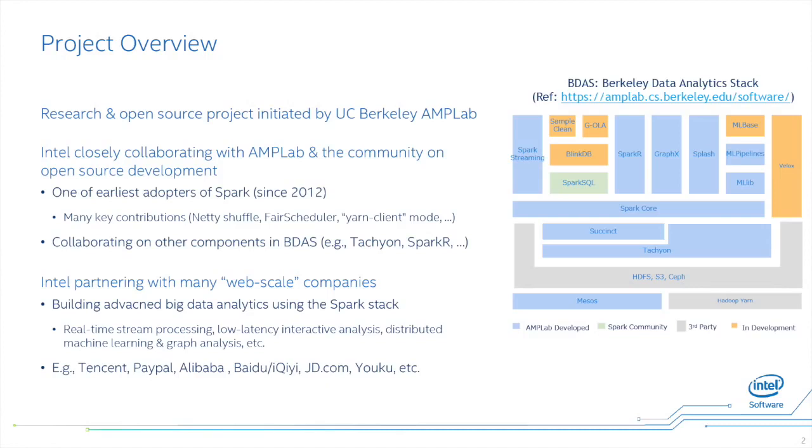In addition to that, we have also been working with AMPLab very closely on many other components in the BDAS stack, like Tachyon; we are a major contributor to those projects too. In addition, Intel has also been working with many of our customers, users and partners, mostly web scale companies like Tencent, PayPal, Alibaba, and so on. We have been working with them to build advanced analytics applications and systems on top of Spark, including real-time stream processing, very low latency interactive queries, as well as very large scale distributed machine learning and graph analytics.